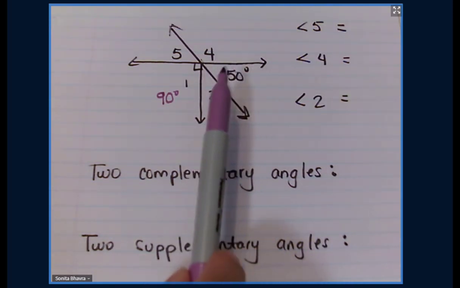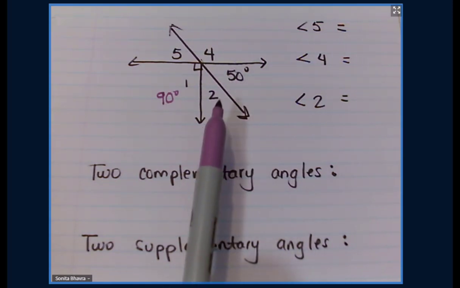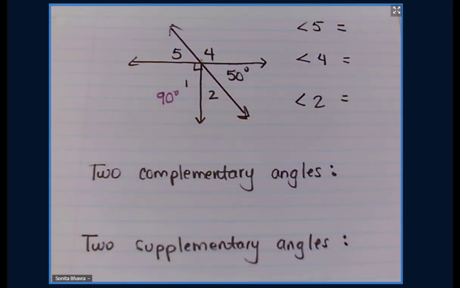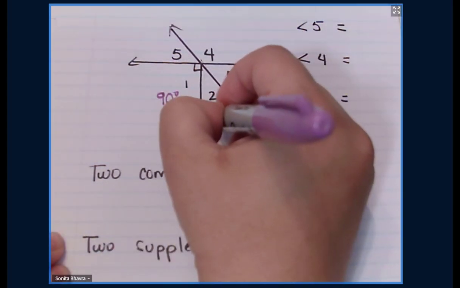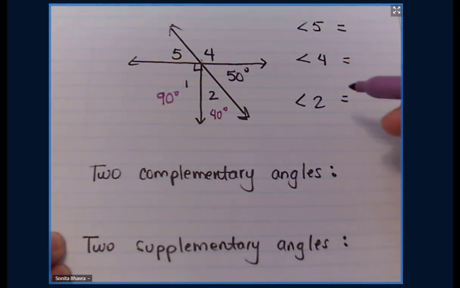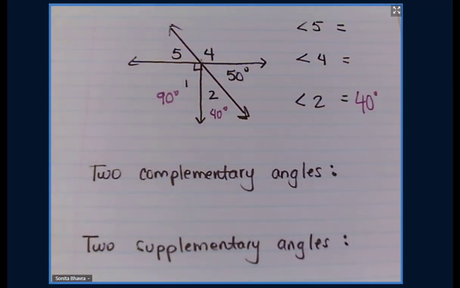So if part of it is 50, that means the 2 here has to be 40 to make that 90 degrees. So angle 2 here has to be 40 degrees. I'm just going to put here it's 40 degrees, and add it here as well, 40 degrees for angle 2. That leaves us with angle 4 and angle 5.